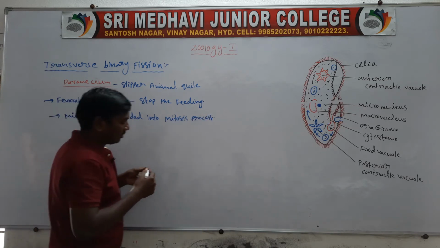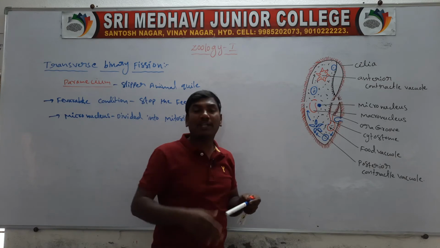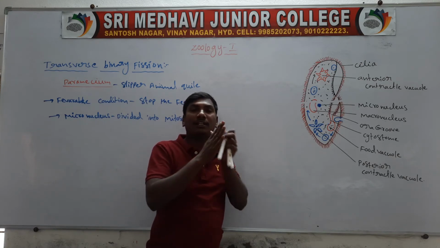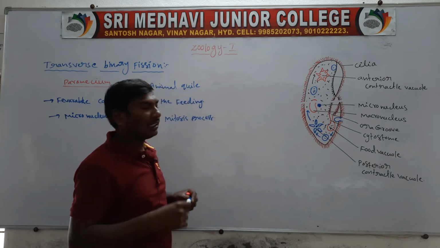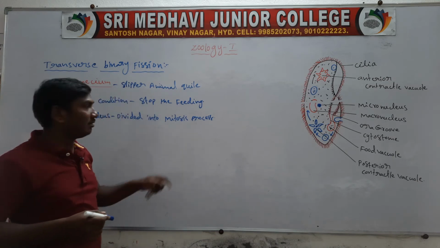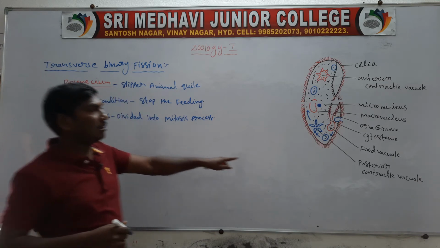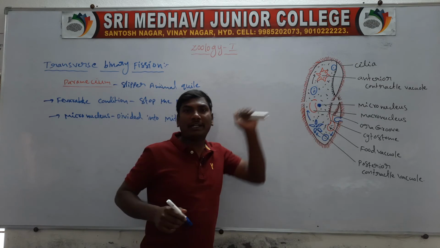Mitosis process. The micronucleus is divided into two nuclei by mitosis. Next, after the mitotic division, the macronucleus divides.